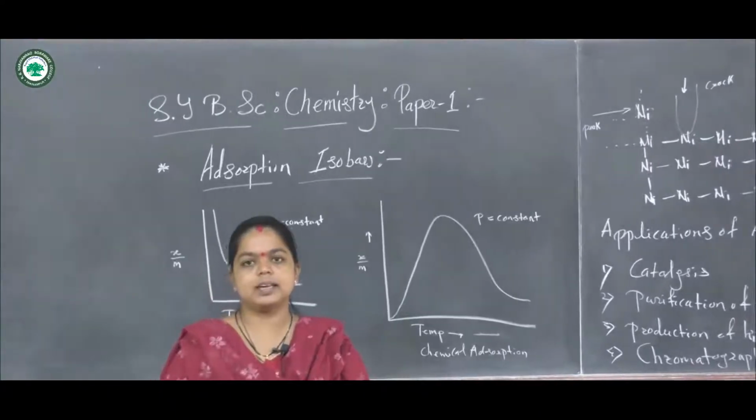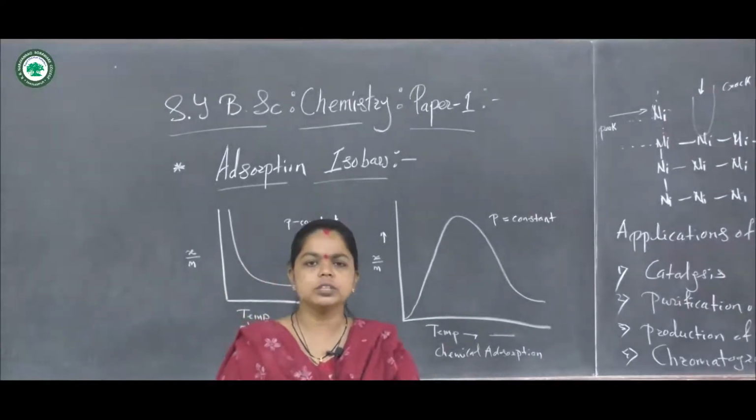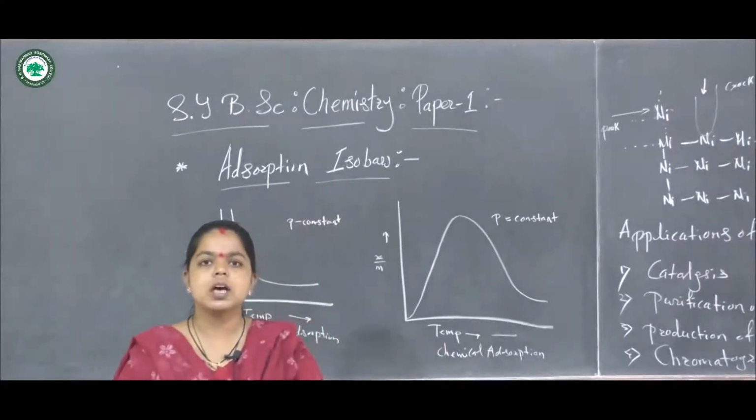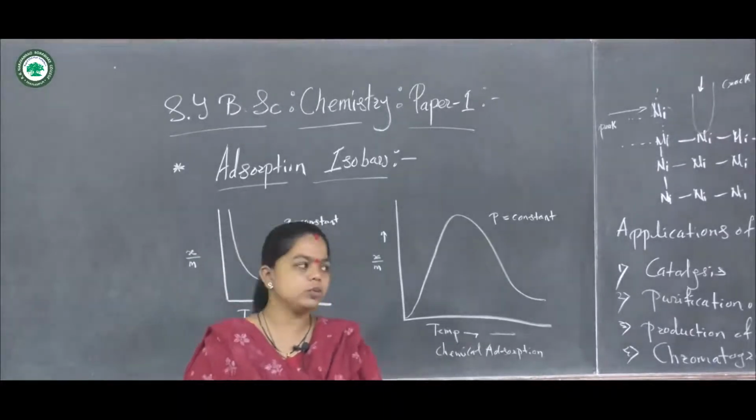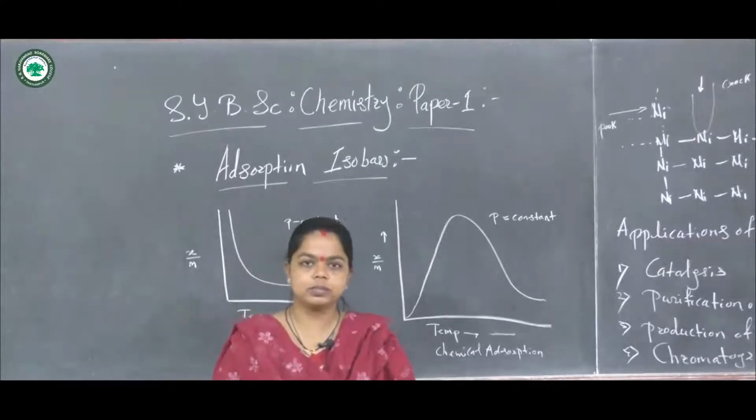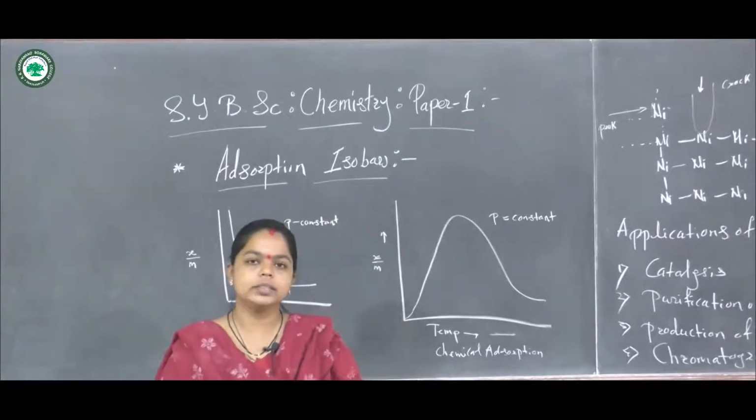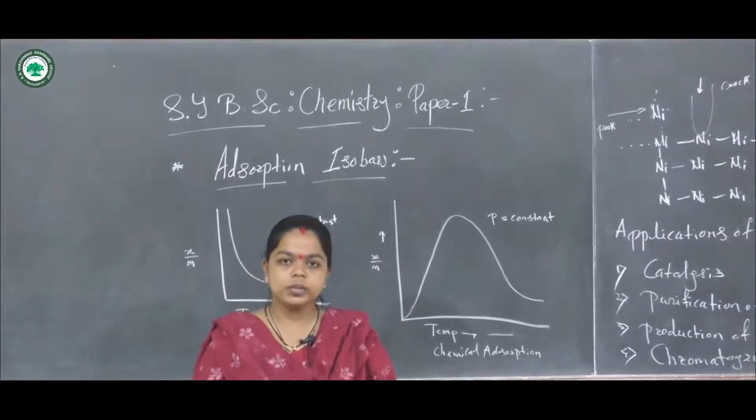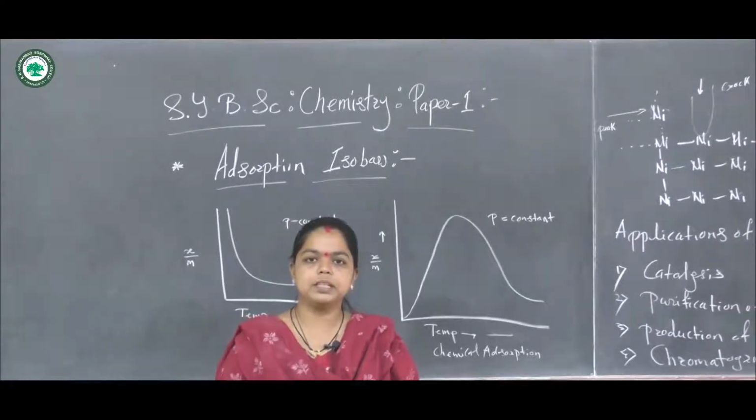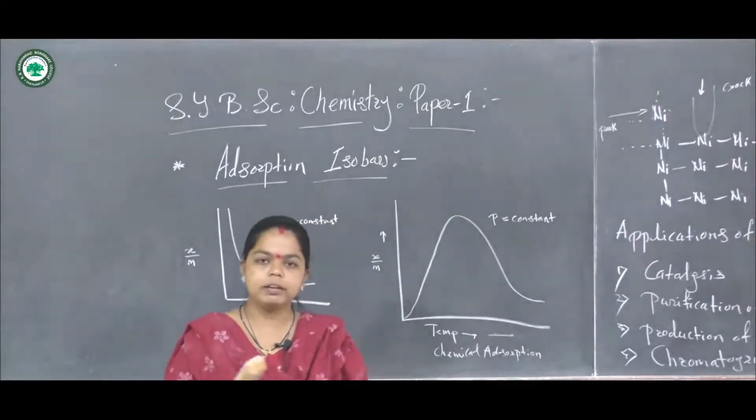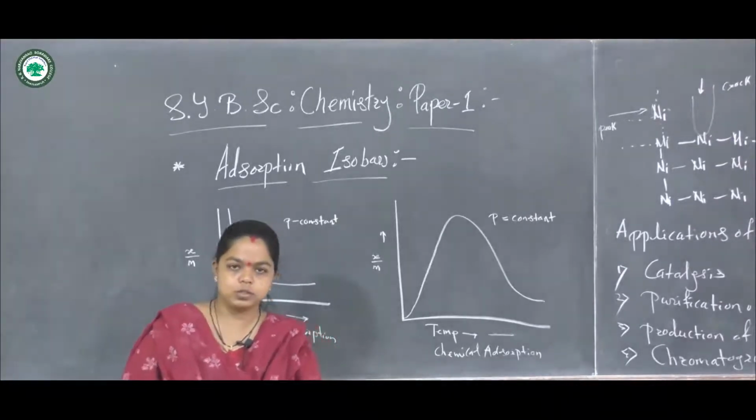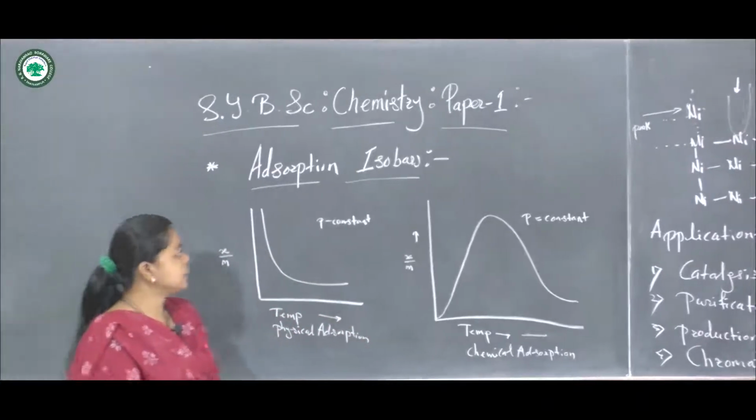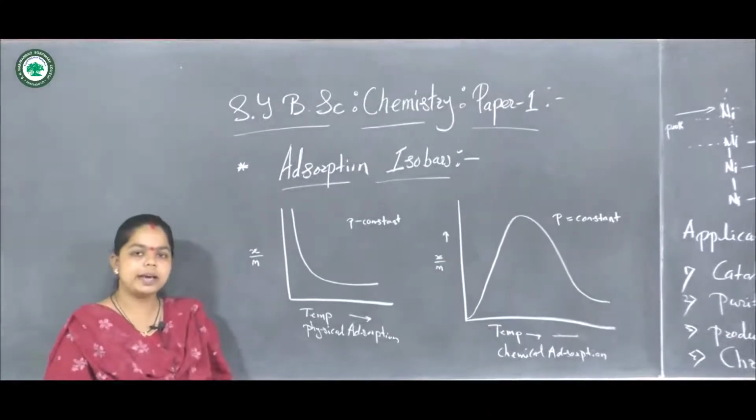In this case, we know that two different types of adsorption are present, physical adsorption and chemical adsorption. So we are going to study the effect of temperature on the adsorption process. We keep the pressure constant and change the temperature for the process of adsorption. Now let us see the adsorption isobar.